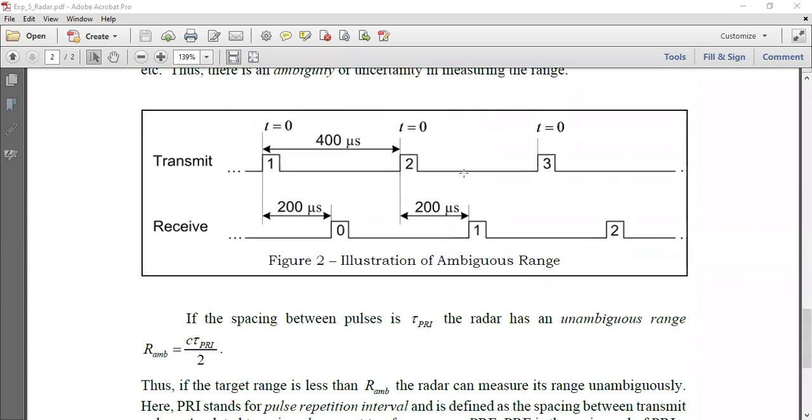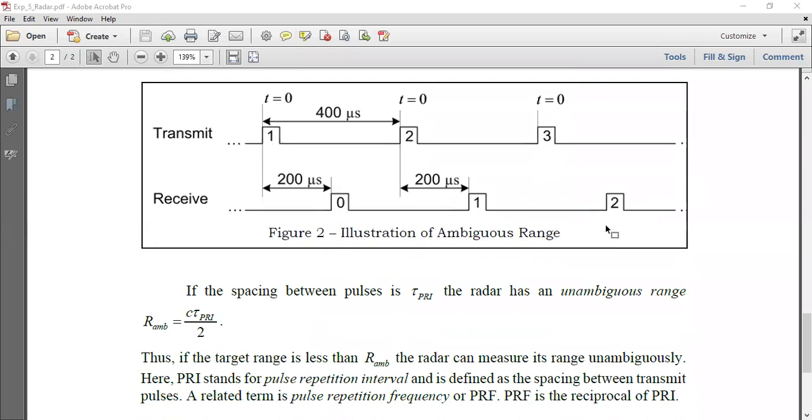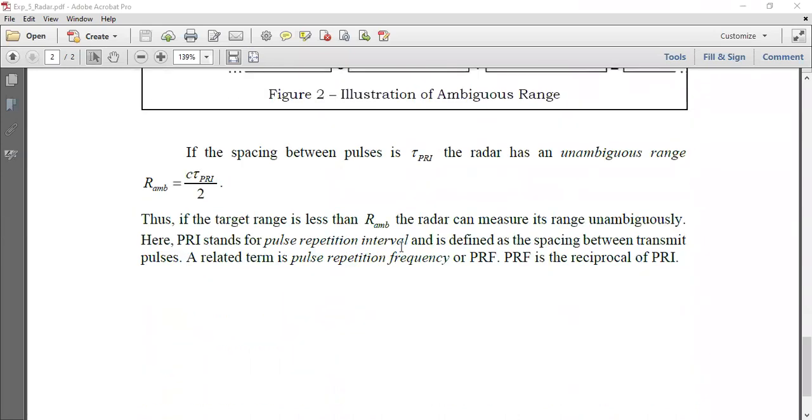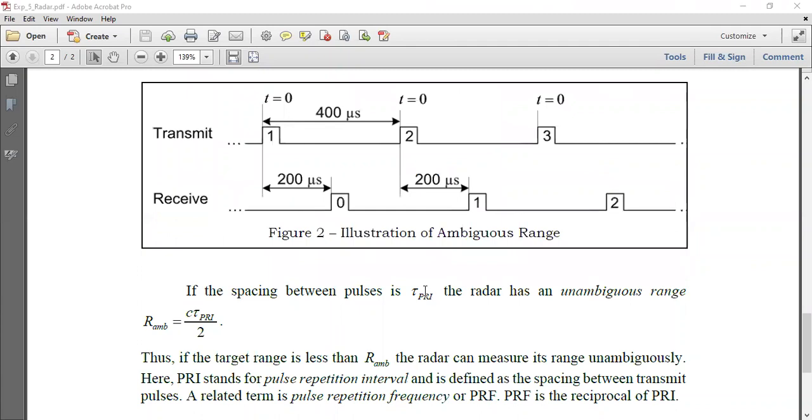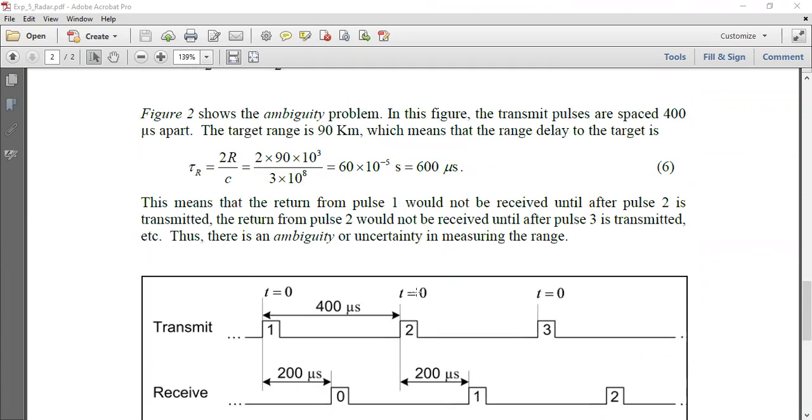If your PRI is larger than required, then what happens? The information is updated in every cycle, so you update it less frequently. PRF tells you how many times you update the information in a second. So as you increase PRI, PRF goes lower. So you're updating, but the enemy plane may be flying too fast, and you're updating less frequently. So you don't have enough information to trace the enemy plane.